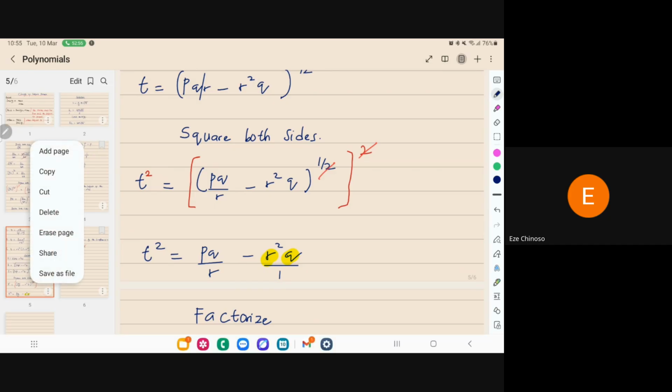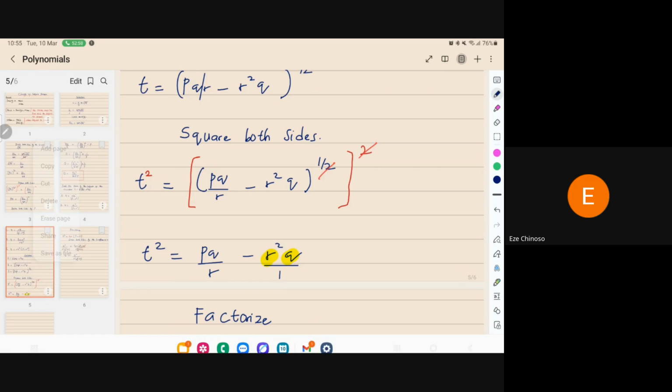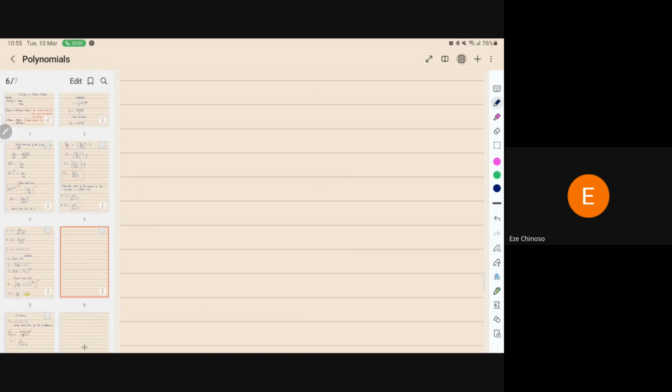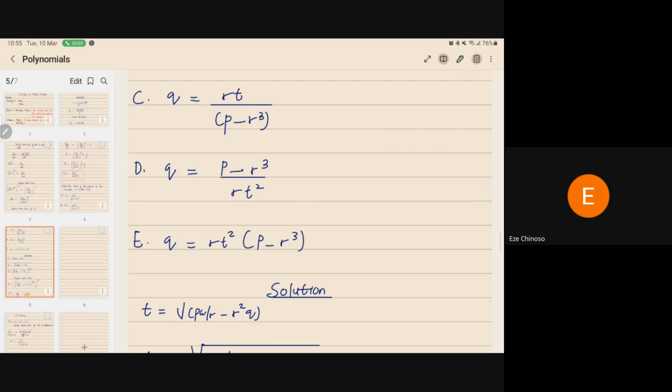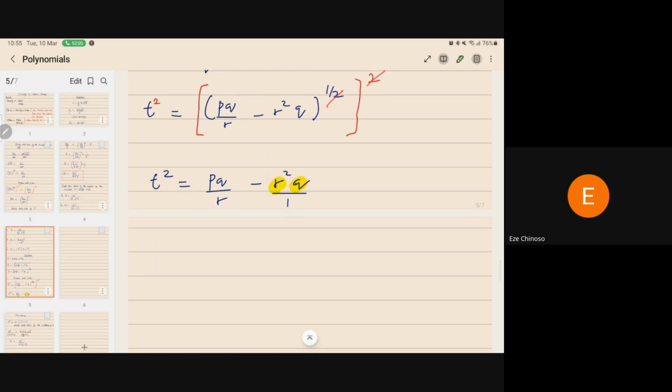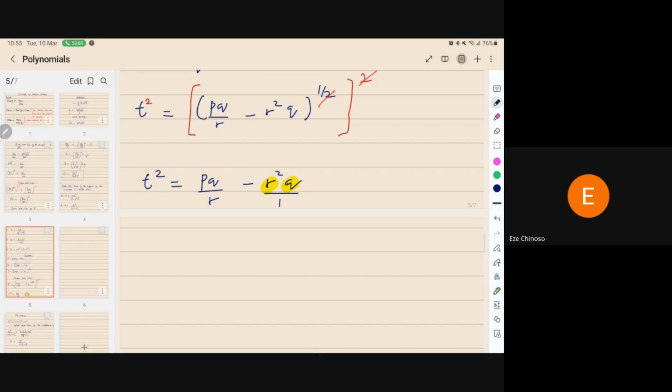Before I factorize, let me add a new page. Sorry, guys. That's mathematics. Any small error reflects in every other thing. So before I factorize, let me add those two fractions together. So t squared is equal to, remember that for you to add or subtract fractions, they should have the same denominator. So I want to apply my equivalent fraction. This is pq all over r minus r squared q times r all over what? R times 1.